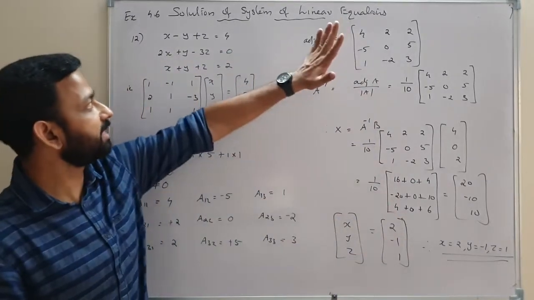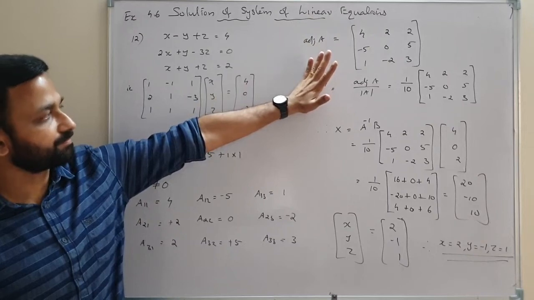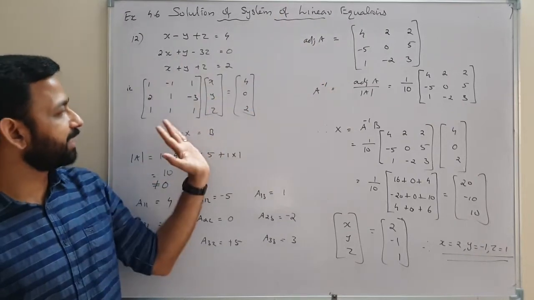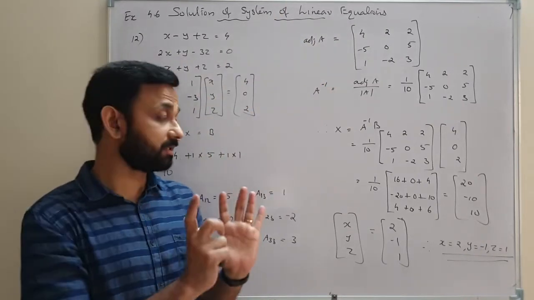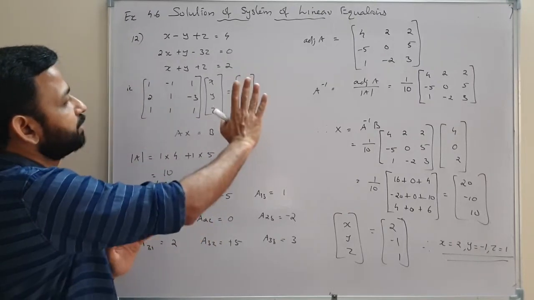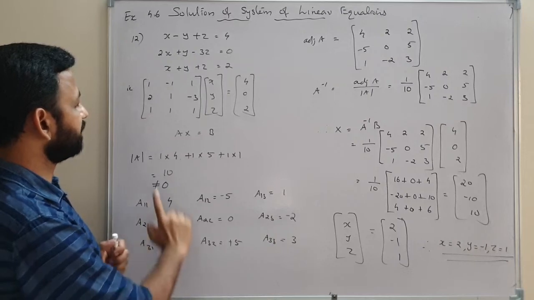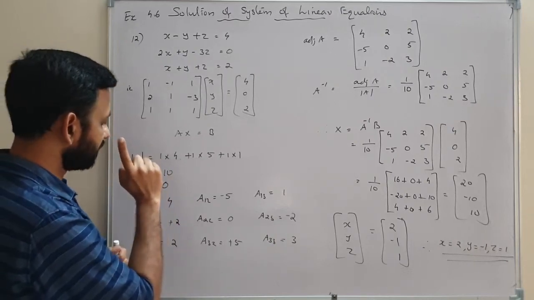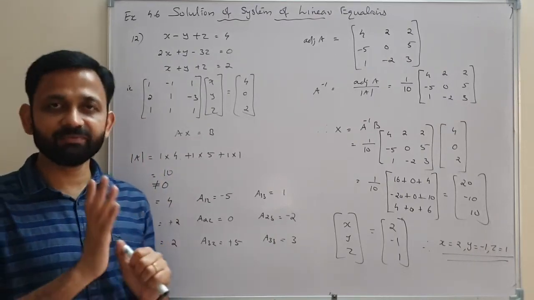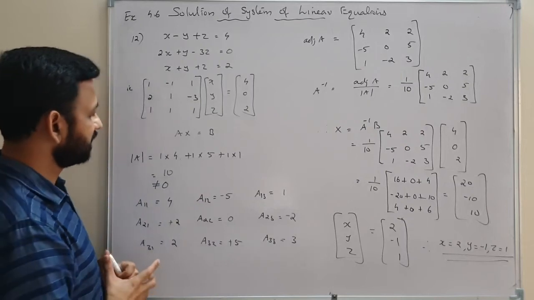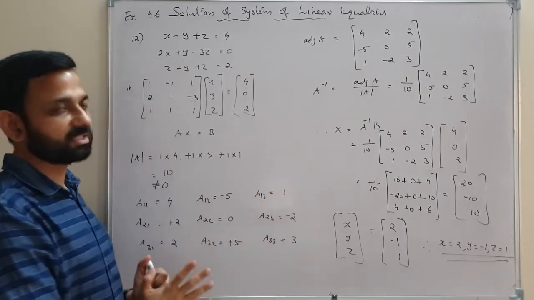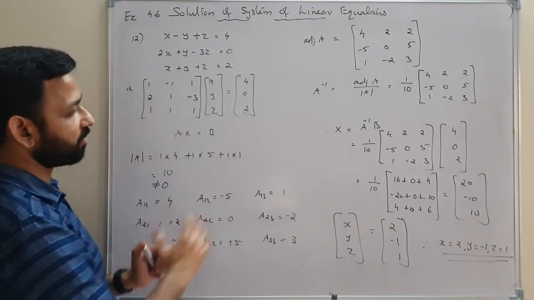So this is the method. First we have to find the determinant A. That is the first step. We need to reduce it into matrix form. Then find the determinant A. If determinant A is not equal to 0, then we will find the solutions. We will find all the cofactors. We will write the cofactors in the same order.